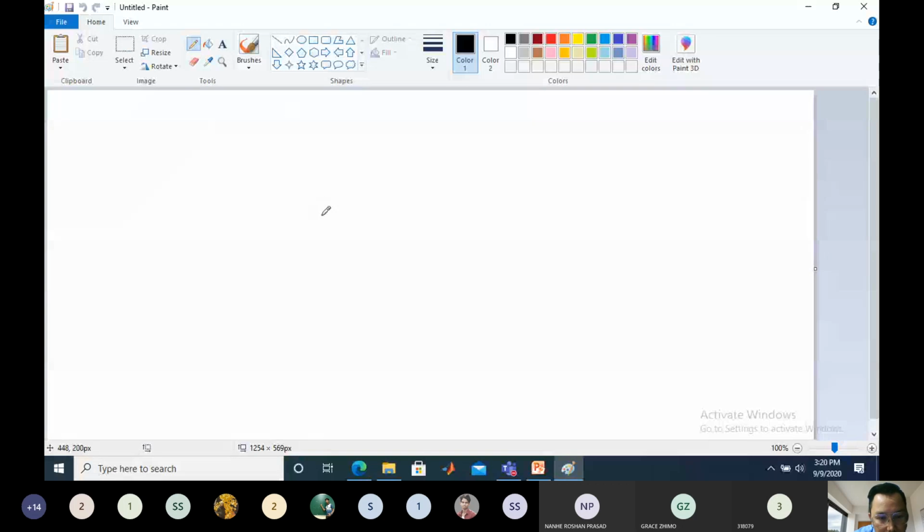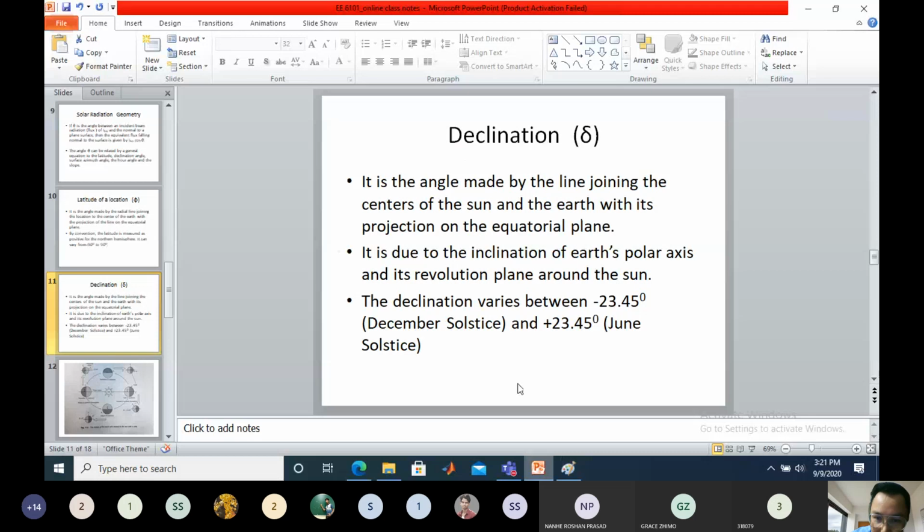Okay, now imagine this Earth, the center of the Earth. Imagine this is the equatorial plane. You have the Sun here, the center of the Sun. Imagine a line that connects the center of the Sun and the center of the Earth. Now this angle between this line and the plane is nothing but the declination angle. Okay, so let's see the definition again. It is the angle made by the line joining the centers of the Sun and the Earth with its projection on the equatorial plane. Projection means this part.